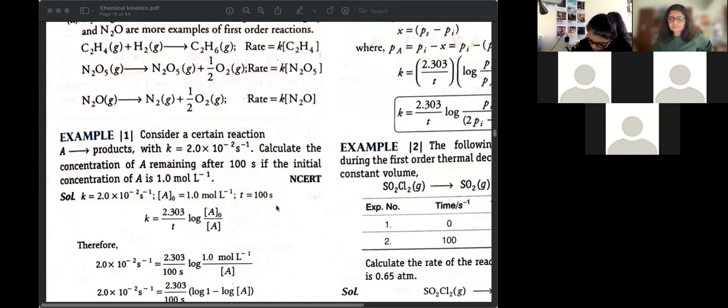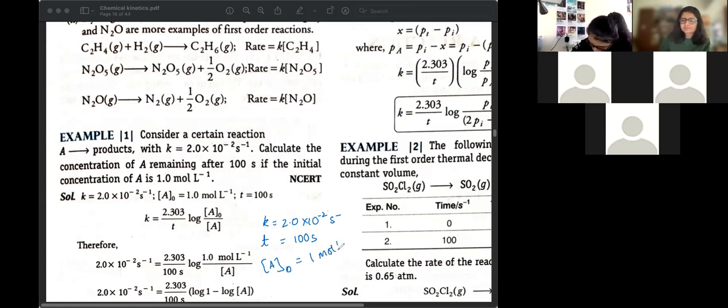You got K and you got the time. So time equal to 100 seconds. Then the initial concentration of A, that is at time equal to 0. So A naught will be 1 mole per liter.